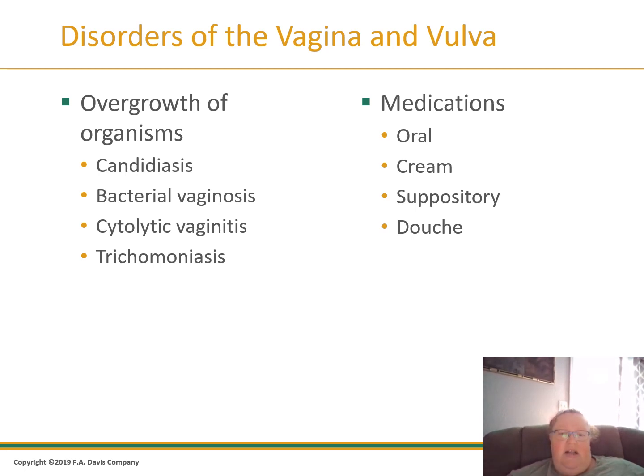Disorders of the vagina and the vulva include overgrowth of organisms like candida or yeast infections, bacterial vaginosis, cytolytic vaginitis, and trichomoniasis. Medications for these are basically for infections. You have orals and creams and suppositories and douching.